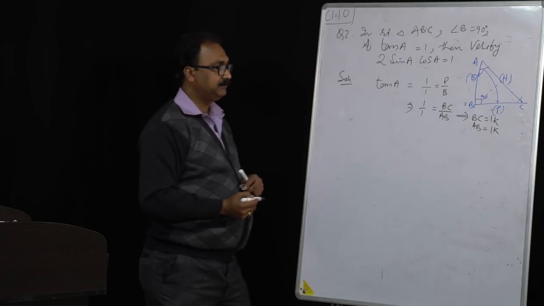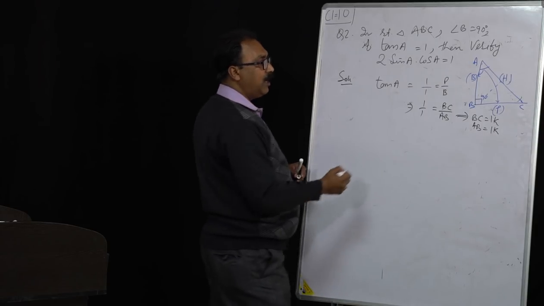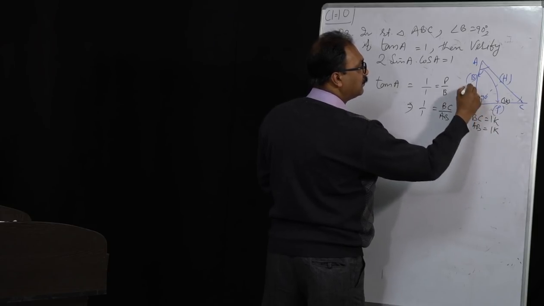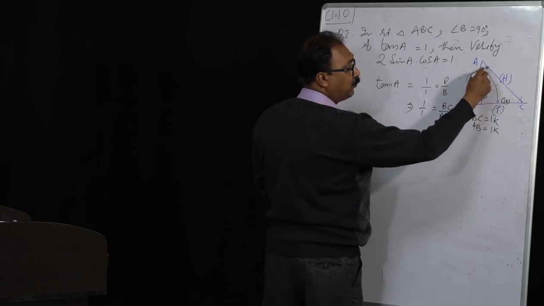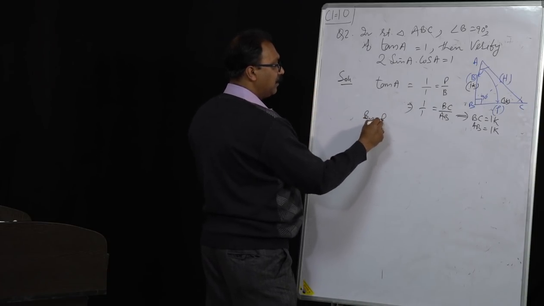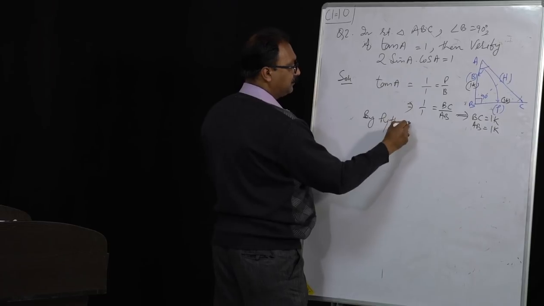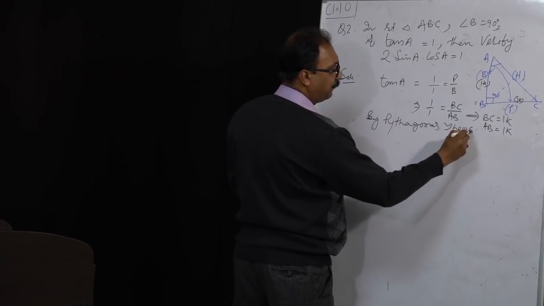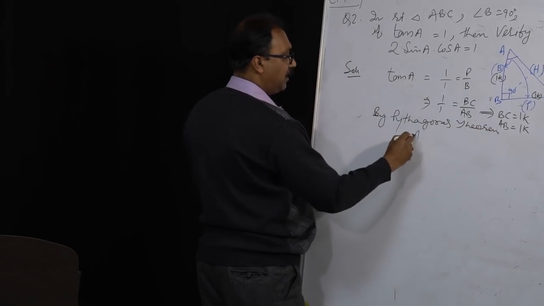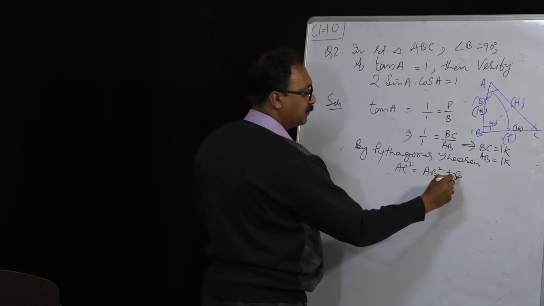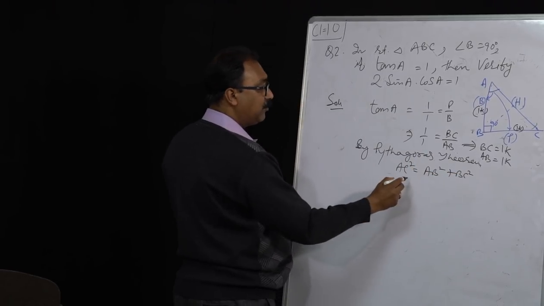Is it clear? So now if both are 1K, we can write 1K is 1K. But we don't have the hypotenuse, we have to find it. So by Pythagoras Theorem, what can you say? AC square is equal to AB square plus BC square. You can write any other name also.